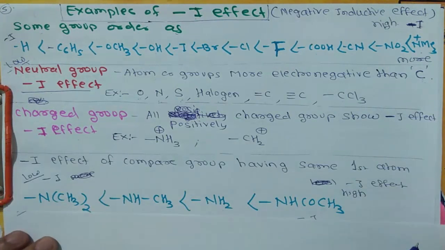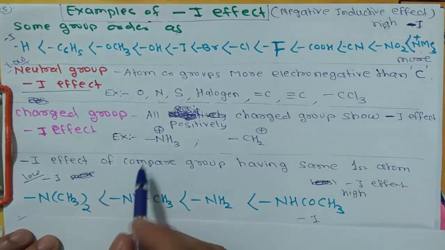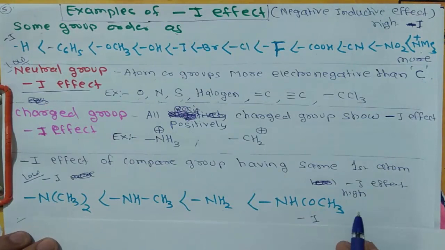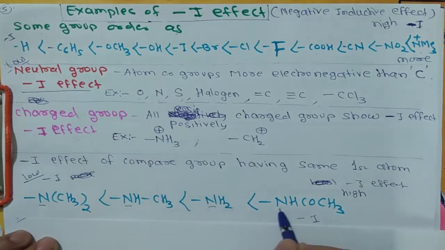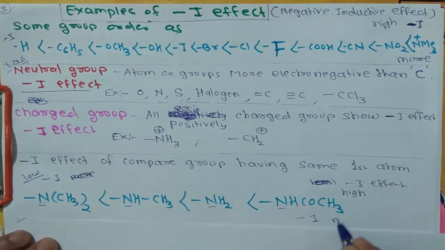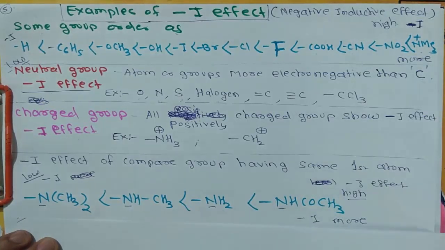Again there are some examples which have the minus I effect. See, in these examples all the molecules contain nitrogen atoms. Here NHCOCH3 has the highest minus I effect. Then NH2, then NHCH3, then N(CH3)2. Here it is an increasing order of the minus inductive effect, or negative inductive effect. These are some examples of the minus I effect.